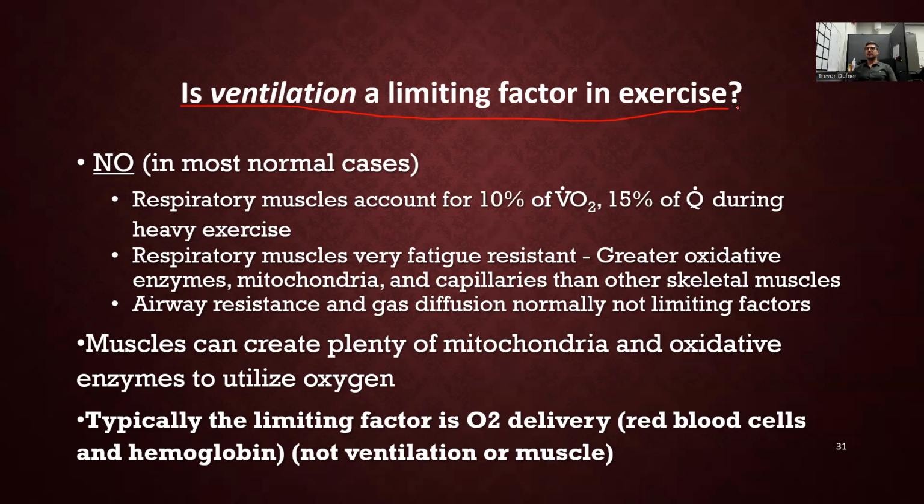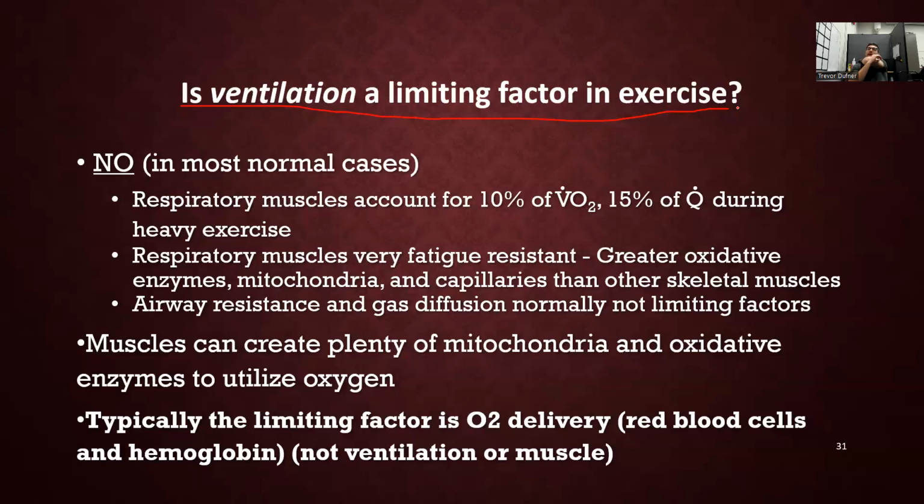Respiratory muscles account for 10% of VO2 and 50% of Q during heavy exercise. Respiratory muscles are very fatigue resistant, with greater oxidative enzymes, mitochondrial density, and capillaries than many other skeletal muscles. So the diffusion of air across the alveoli into the bloodstream, as well as the muscles that drive inhalation, are not the rate limiting step of oxygen utilization. Really what it is, is the red blood cells delivering the oxygen. Even the muscle cells themselves can create plenty of mitochondria and oxidative enzymes to utilize that oxygen.